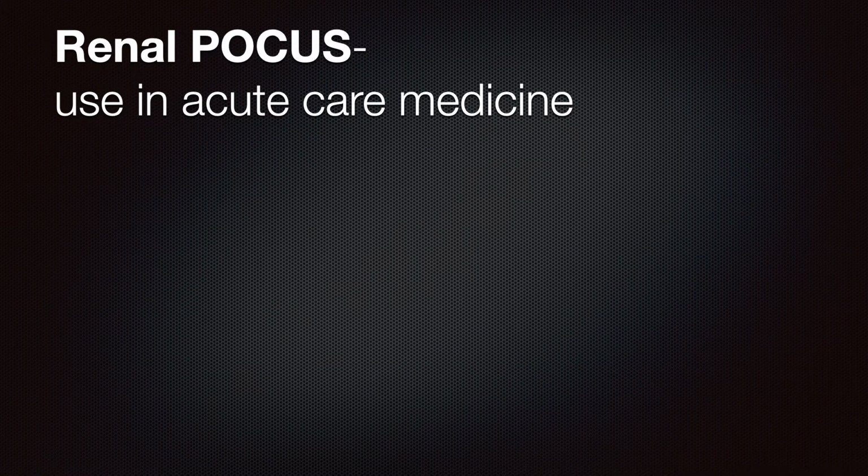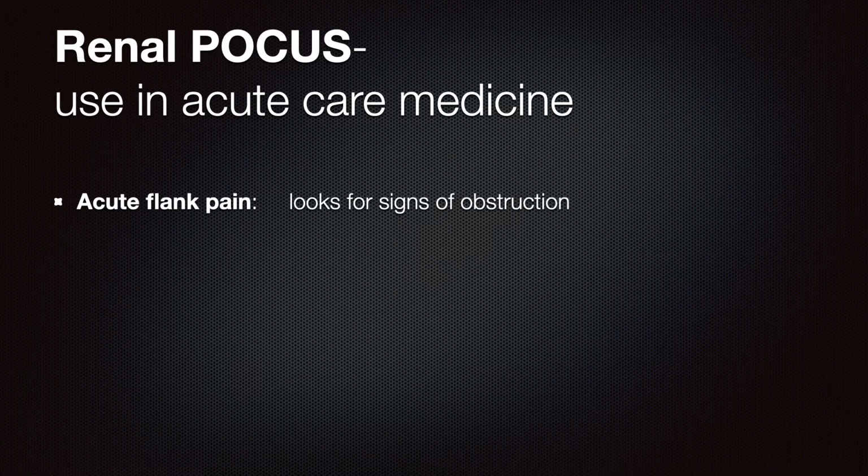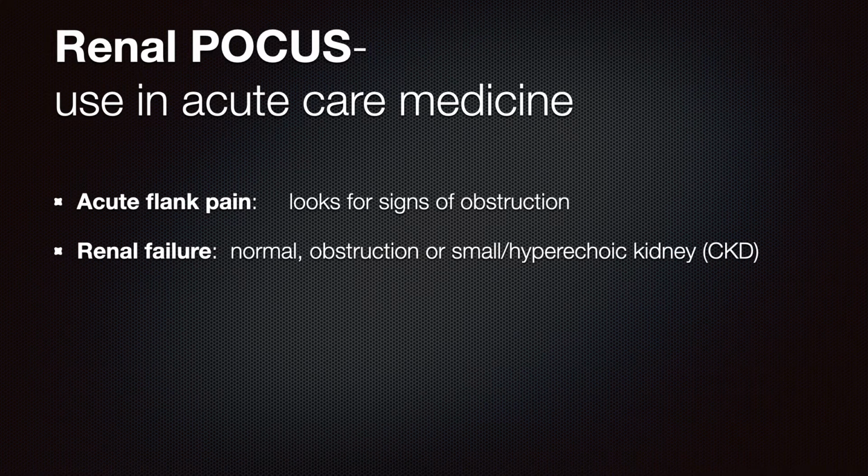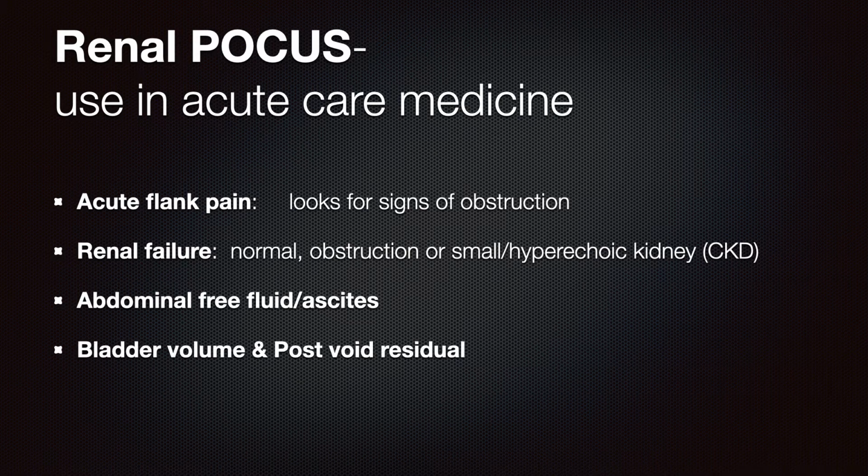So some of the common indications for point-of-care ultrasound of the renal system in acute care medicine include, first of all, acute flank pain, looking for signs of obstruction. Number two is renal failure, where you can answer the question, is the kidney obstructed or not? Is there a small hyperechoic kidney indicating chronic kidney disease? Next is looking at abdominal free fluid and ascites, and then again looking for bladder volume and post-void residual for signs of obstruction of the bladder outlet.